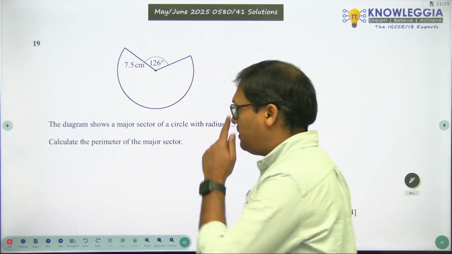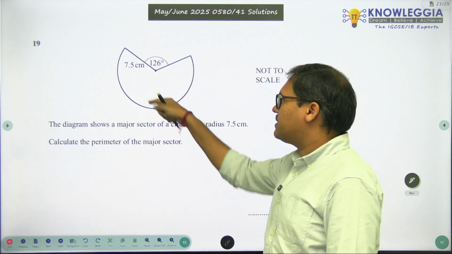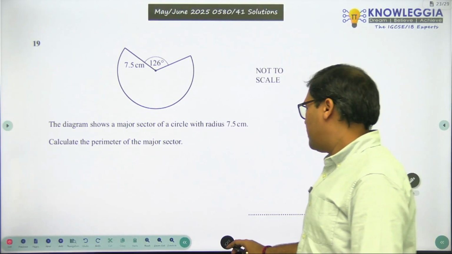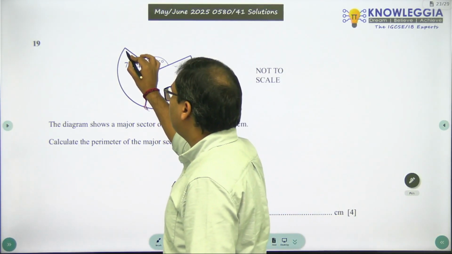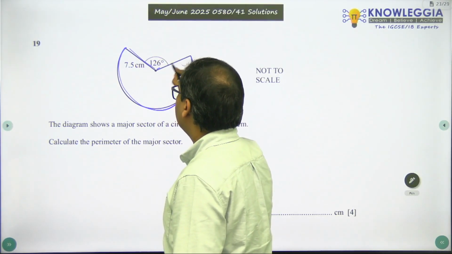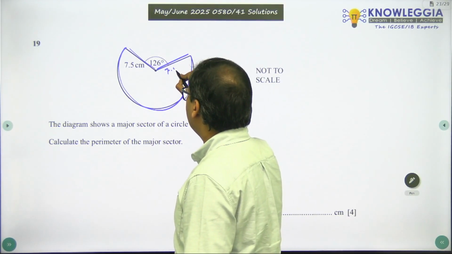Now the next question. The diagram shows the major sector of a circle. Find the perimeter of the major sector. So you have to find this perimeter. What is the meaning of perimeter? You have to write this plus this plus this. That is the perimeter. What is the radius given? This is 7.5. So basically this is 7.5.